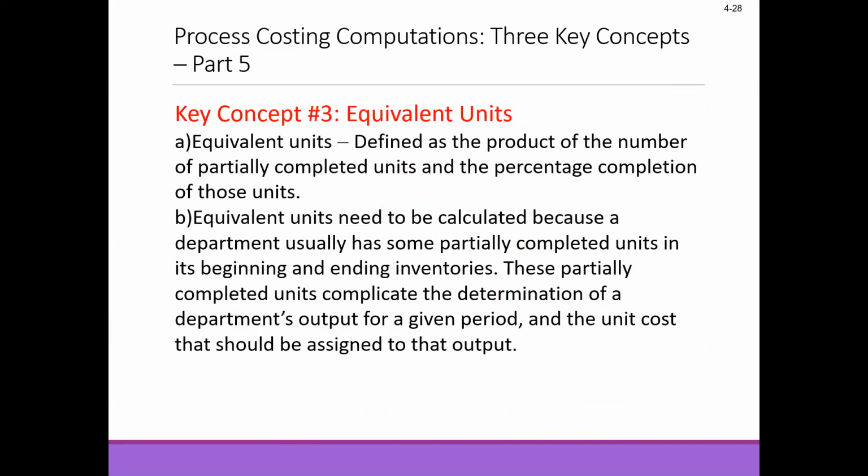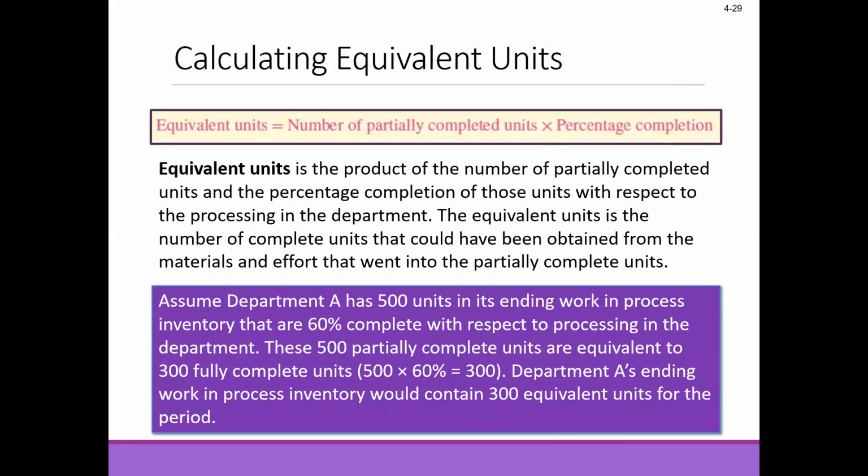Equivalent units are defined as the product of the number of partially completed units and the percentage completion of those units. This has to be calculated because usually departments have some partially completed units in its beginning and its ending inventories. So it's something we'll look at as we go through some of these problems.